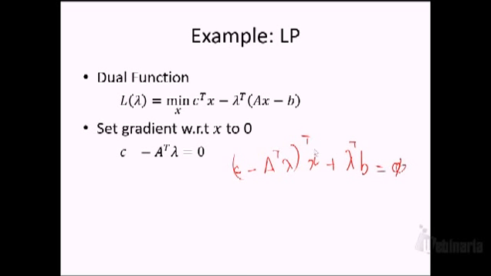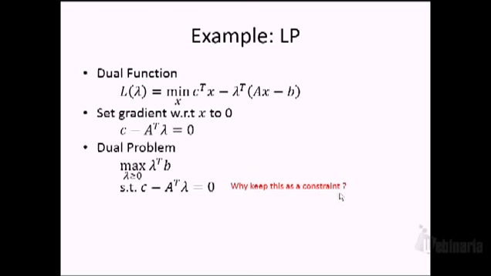And now we know that this is equal to 0, and so we are left with lambda transpose B. And so we can say that the dual problem is just maximize lambda transpose B. However, this is not true. We need to keep this condition as a constraint. Even though we substituted this condition in the Lagrangian to come up with this lambda transpose B, that's not sufficient. We need to keep it as a constraint.